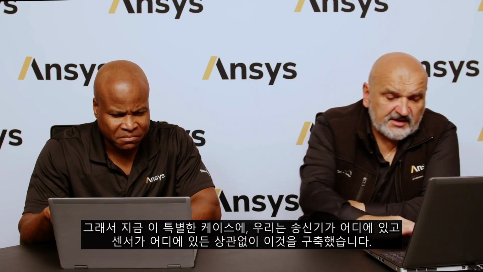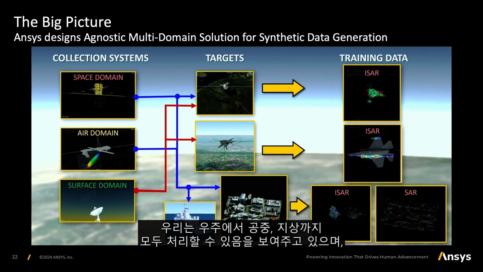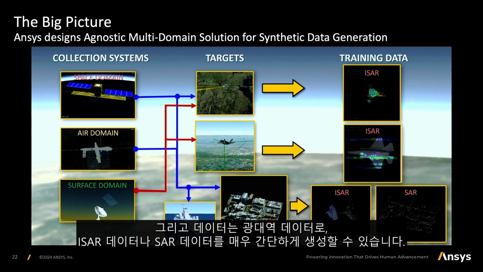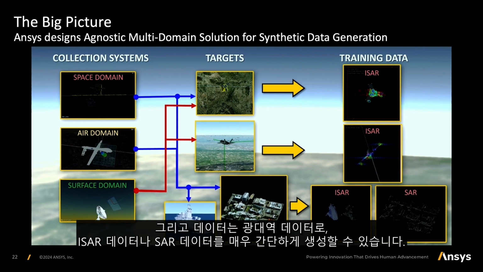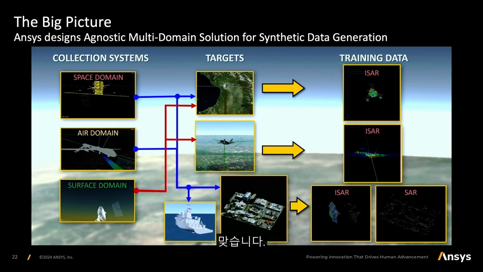sure is that we don't solve one problem, we solve many problems. If we're going to spend time adding a capability into the system, we try to make it as agnostic as possible. So in this specific case, we made sure we built it so it doesn't matter where the transmitter is, where the sensor is. On the left-hand side, we're showing you can go from space to air to ground, looking at targets in space and air and ground. And the data is that wideband data. The ISAR data or the SAR data can be generated very, very simply. It's fully agnostic, whether you're looking up, looking down, looking across. Okay?